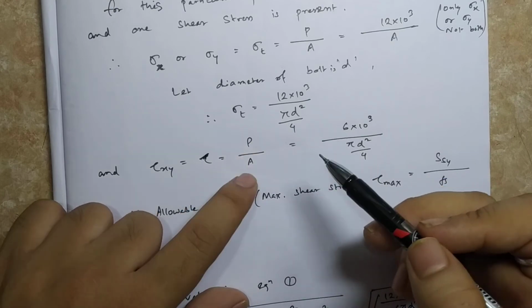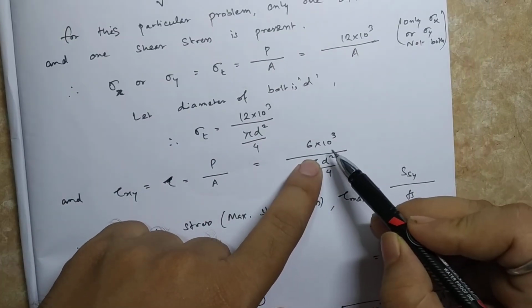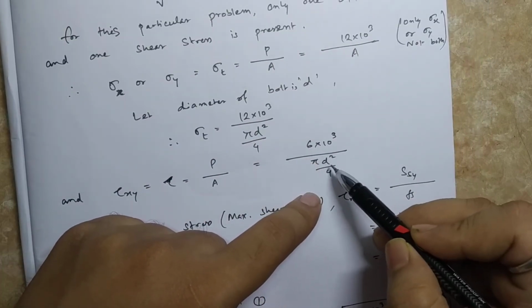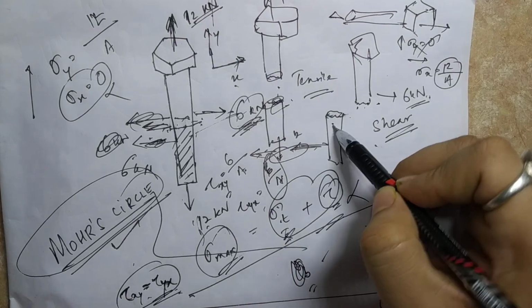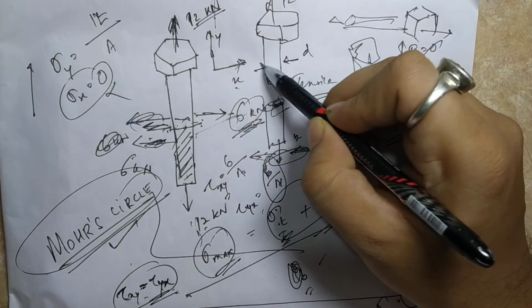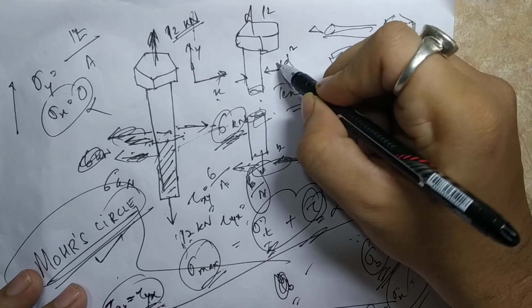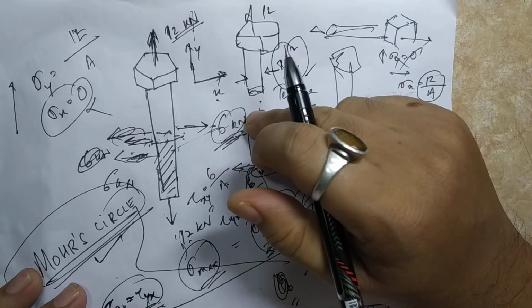This is the shear force divided by the area. Shear force is given as 6 into 10 to the power 3, divided by the area, which is the same. The area of the bolt is the same here also, in shear also the same area. So this diameter is small d, so pi d square by 4 is your cross sectional area.